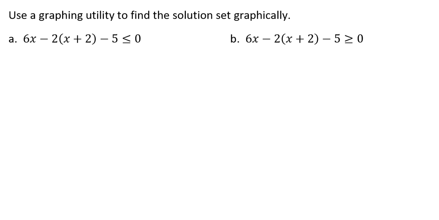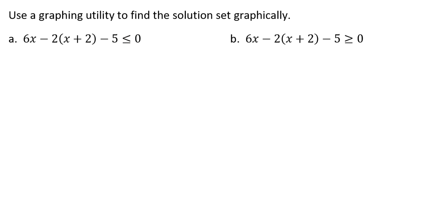In this video, we're going to be using a graphing utility to find the solution set graphically instead of algebraically. So here we have two equations. Notice that they're very similar, except that in one we're looking for where 6x minus 2 times the quantity x plus 2 minus 5 is less than or equal to 0. And the other one is that same equation but greater than or equal to 0.